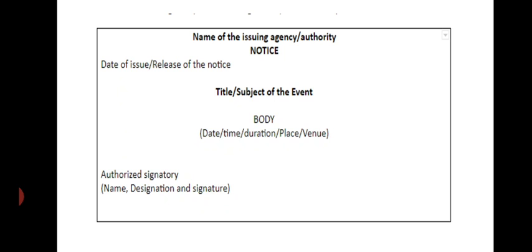Next is the body, and in that content you can write the date, time, venue, duration, place, everything. And at the last, the authorized signature: the name, designation, and signature of the person who is writing this notice.